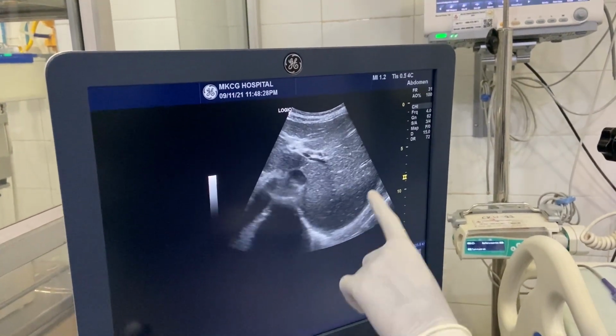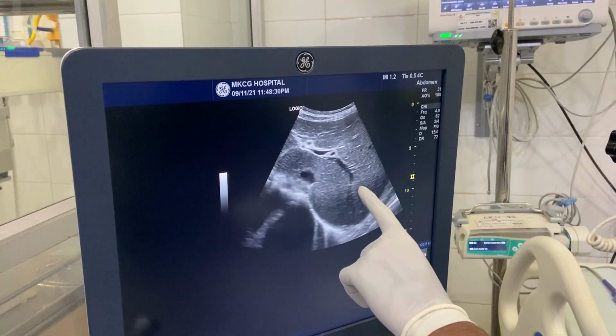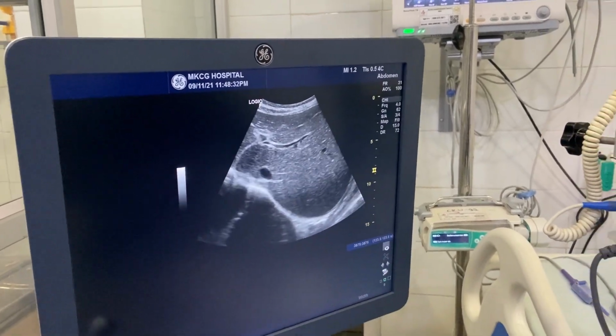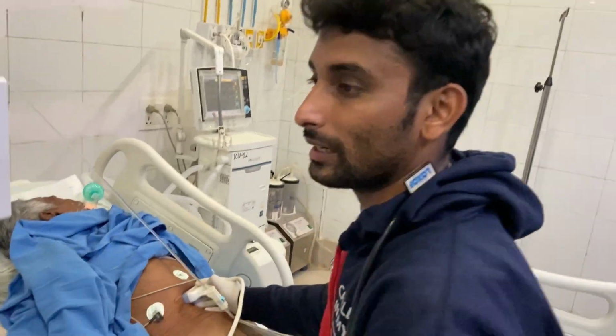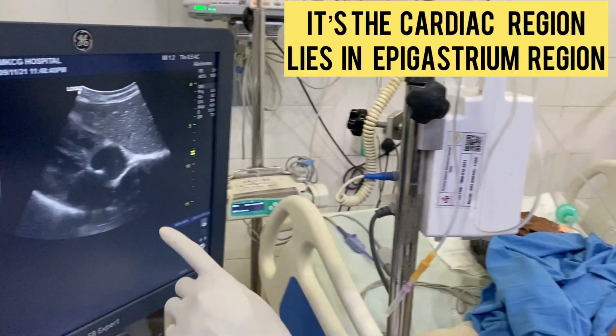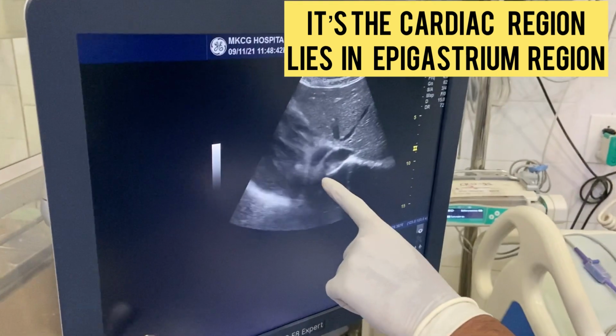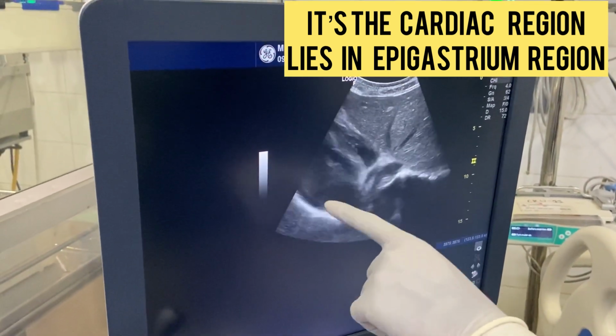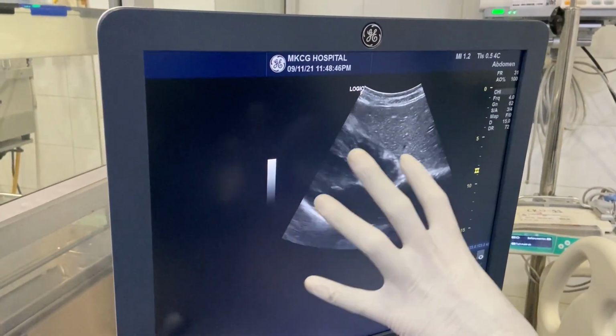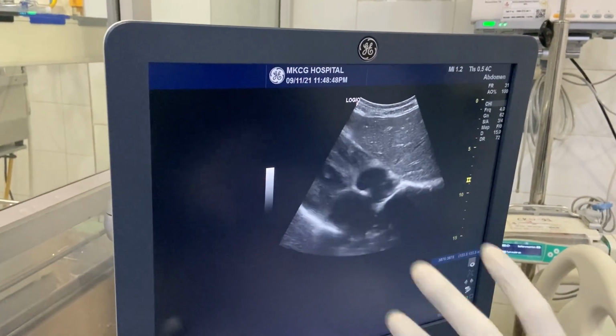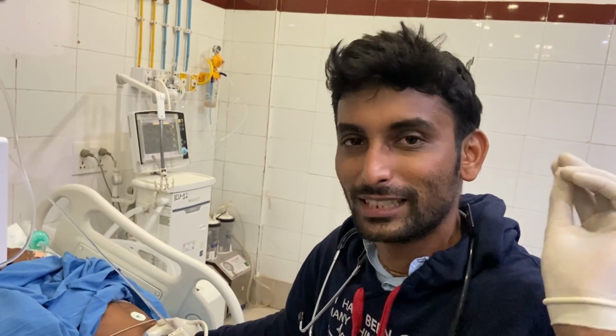So this is a normal liver, though there is some sort of fatty liver because it's looking white. And in this area you can see the cardiac part over here. You can see this is the pump. You can see the atria and ventricle both contracting, and the valves are also moving. You can see this part is the heart. So with the help of this ultrasound, you can also see the cardiac diameter. Though it is not an echo probe, this ultrasound can be used in case of emergency for any cardiac concern.